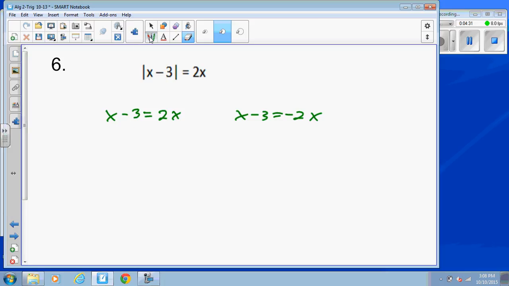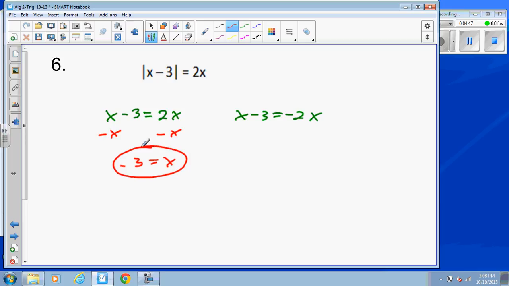So this one here, I'll solve by subtracting x. I want all the x's on one side of the equation, minus x. So -3 equals 2x minus x, which is x. So that's one possible solution. Notice I said possible. We'll figure it out later. And then in this one, if I subtract x from both sides, I get -3 equals -3x. Then I divide by negative 3, and I got 1 equals x. So that's the solution as well.